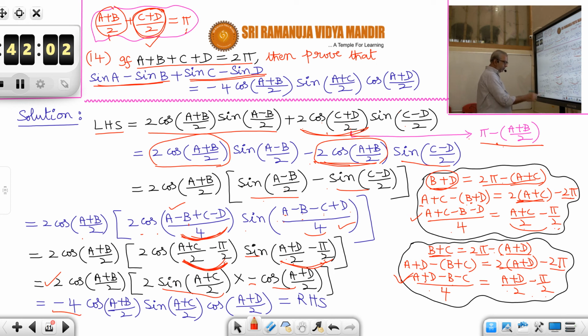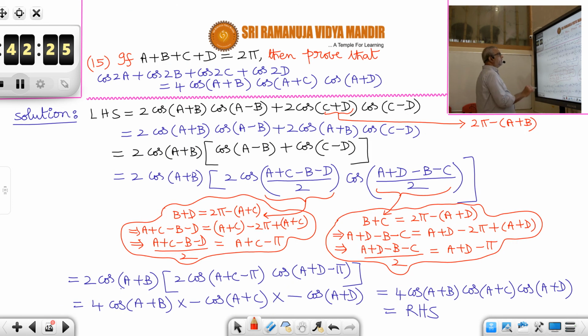So 2 into 2 is 4, cos (a plus b) by 2, sin (a plus c) by 2, cos (a plus d) by 2. Is it not the right hand side? Minus 4 cos (a plus b) by 2 sin (a plus c) by 2 cos (a plus d) by 2. So that is the right hand side. I think only one more example is there, 15. Let us prove this also in a similar way.